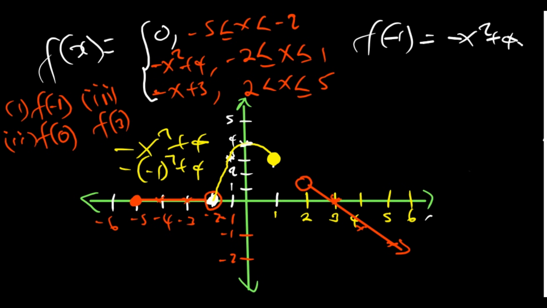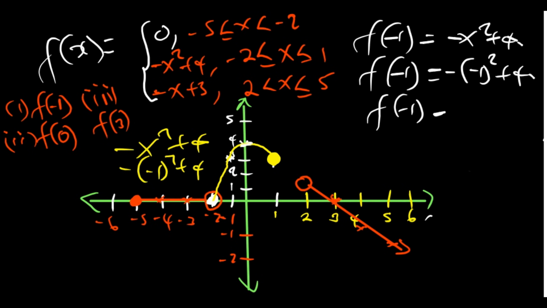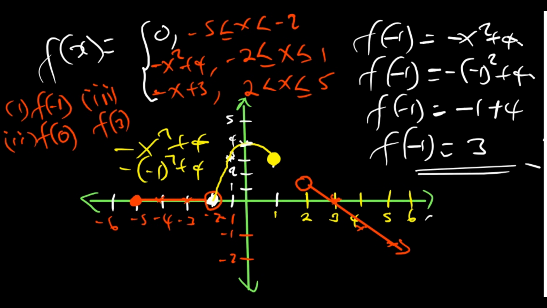Now we plug in the values. Negative 1, so we're going to have negative 1 squared plus 4. So what will be our f of negative 1? So f of negative 1, negative 1 squared is going to give us a 1. So we're going to have negative 1 now plus 4 because of the negative which is outside. So f of negative 1, we're going to have a 3. So this is going to be the answer for f of negative 1.